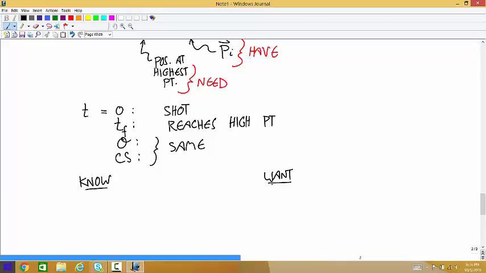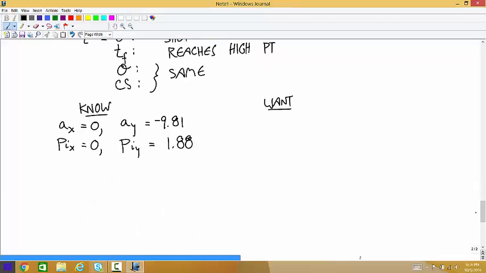Okay, so do we know time final? No. We know acceleration. Do we know P initial? That's the same as before. So PIX is 0. PIY is, we just calculated that, 1 point, call it 88. VI is the same, so that's 3.9, 6.75.